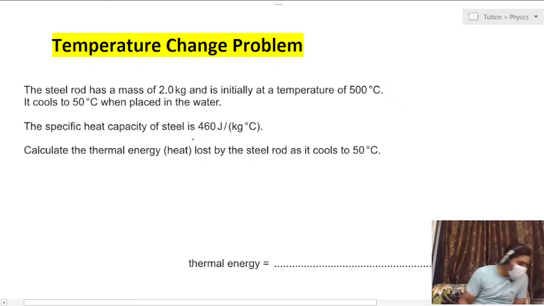All right. So what do we have in the temperature change problem? Well, in the temperature change problem, the temperature of the substance changes and the phase or the state of matter does not change. Only temperature changes.